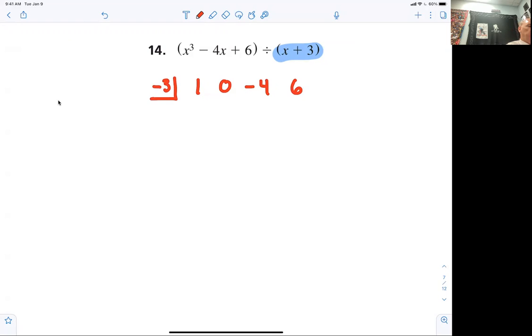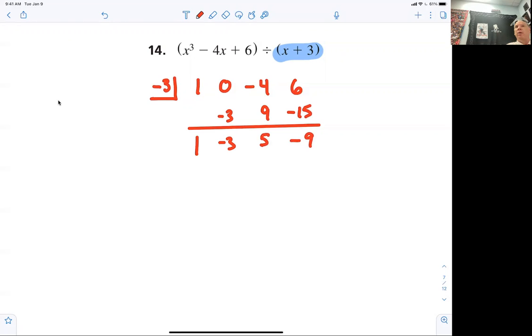Now if we want to do the synthetic division, bring down the what? 1. Multiply, add, multiply. What is it? I'm asking a question. I said multiply. Some of you said 12. Some of you said 9. 9. Adding. 5. Multiplying. Adding. Right.